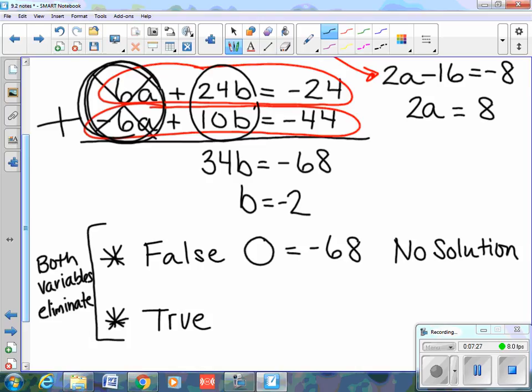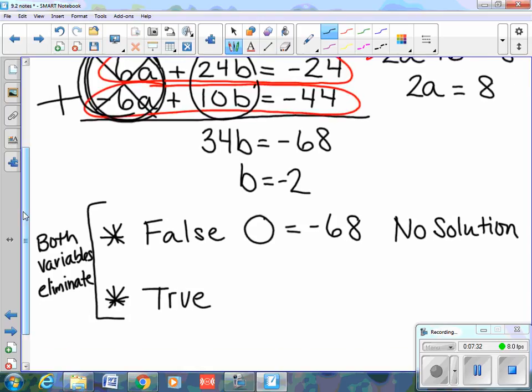What does a true statement mean? Pretty much, you kind of already know what I'm going to do. What happens when both variables eliminate? You still have a 0 on the left-hand side, correct? Because both variables eliminated. But, obviously, the only number on the right-hand side for it to be a true statement would have to be another 0. And since they're both zeros, 0 equals 0, it's a true statement. You're going to have many solutions.